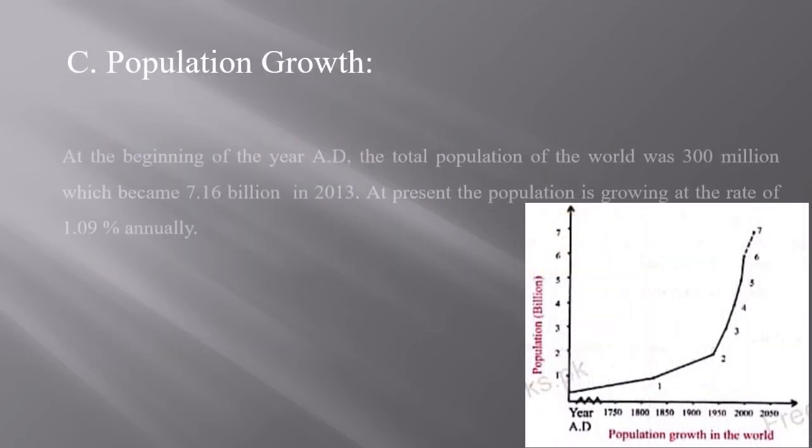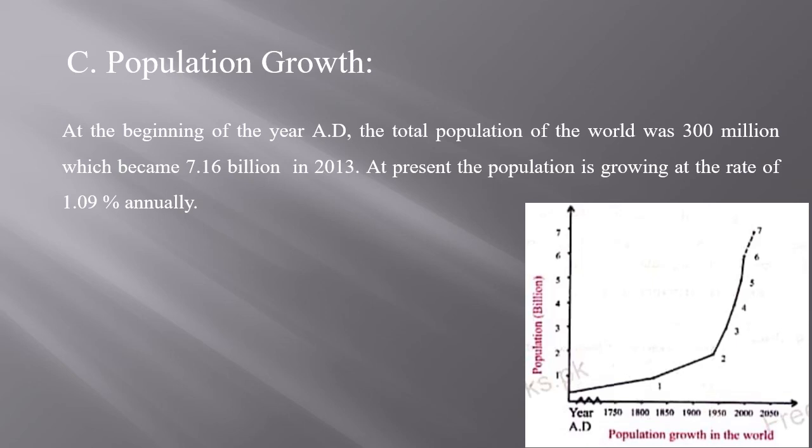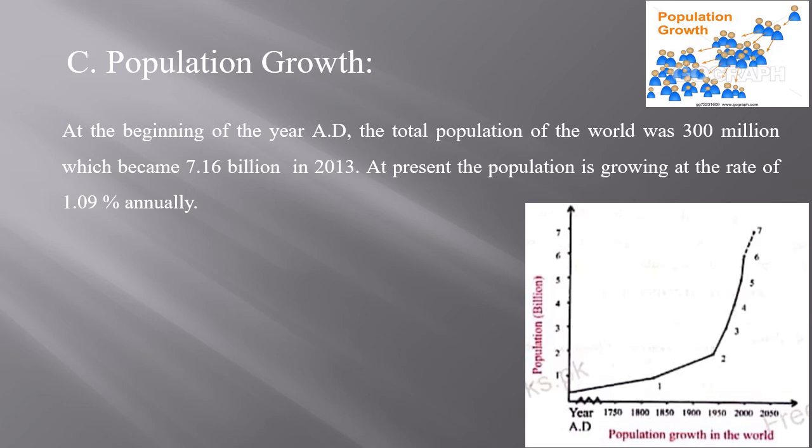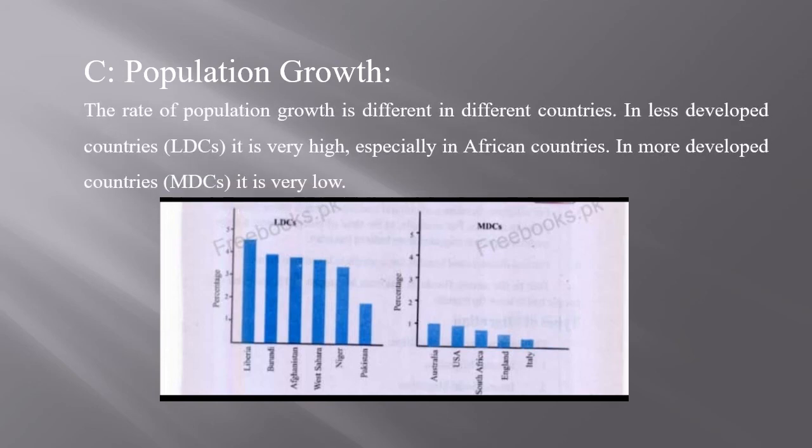Population growth. At the beginning of the year AD, the total population of the world was 300 million, which became 7.16 billion in 2013. At present, the population is growing at the rate of 1.09% annually. The rate of population growth is different in different countries. In less developed countries, it is very high, especially in African countries. In more developed countries, it is very low.